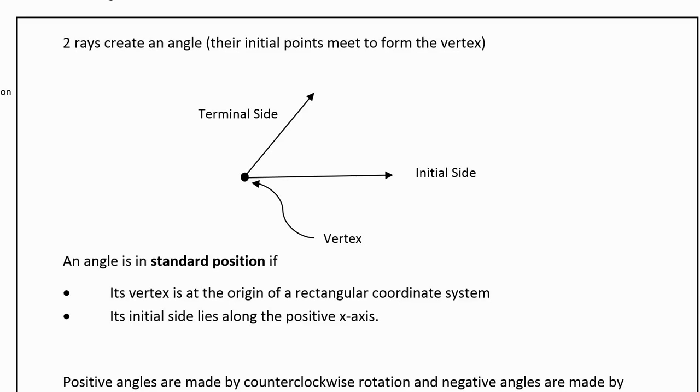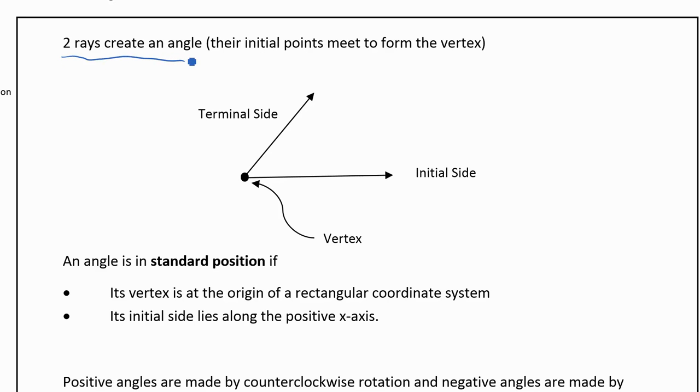Okay, so we're now going to start studying trigonometry, and we're going to be dealing with angles. So this very first video is to give us a definition of what it means to have an angle. Okay, so the very most basic definition is that two rays create an angle.